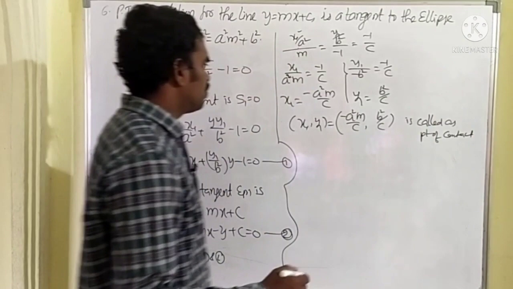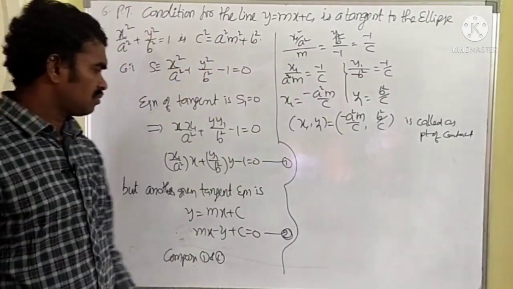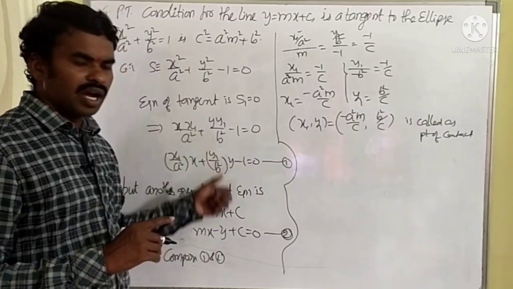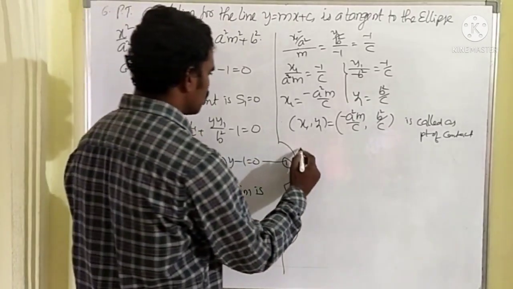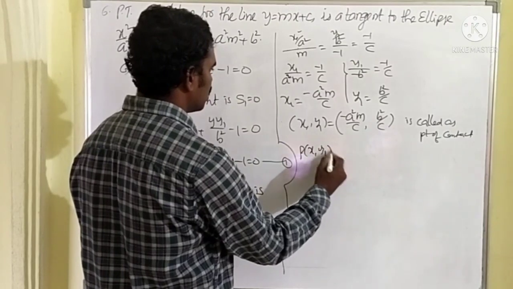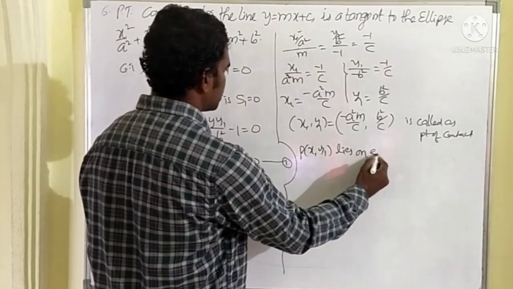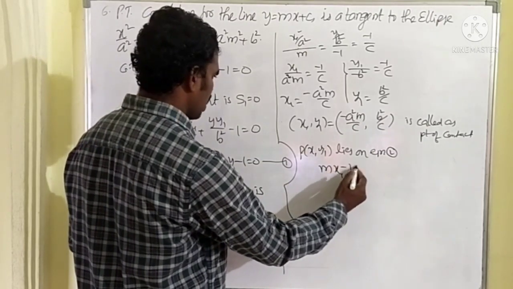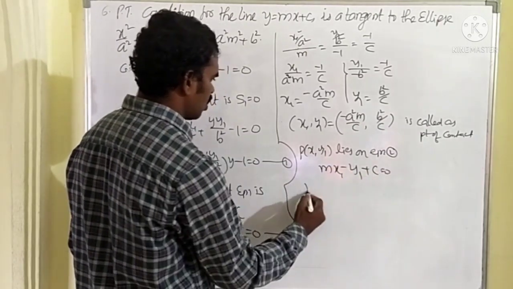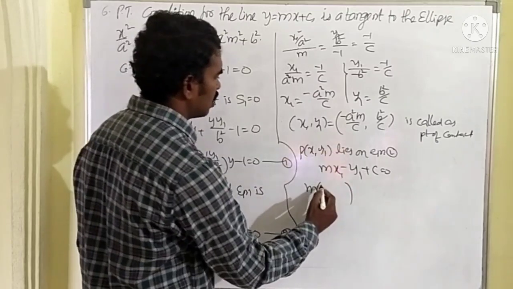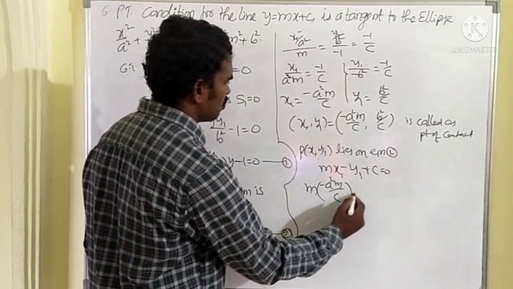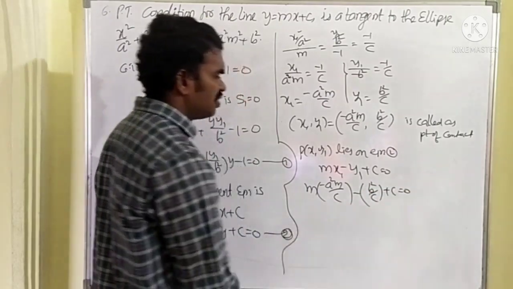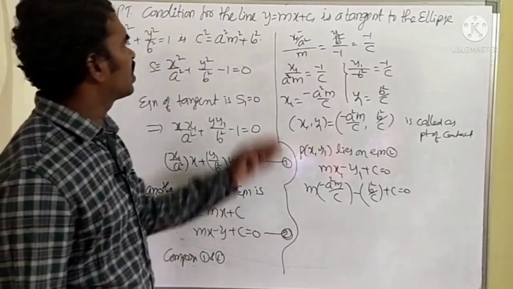Next, the point x1, y1 is on equation 2 or equation 1? I am going to substitute in equation 2. So x1, y1 lies on equation 2. What is equation 2? mx − y + c = 0, with x as x1 and y as y1. Now m into what is x1? Here, m into −a² m/c, minus y1 which is b²/c, plus c equals 0. We should simplify this, then after we can get the condition.